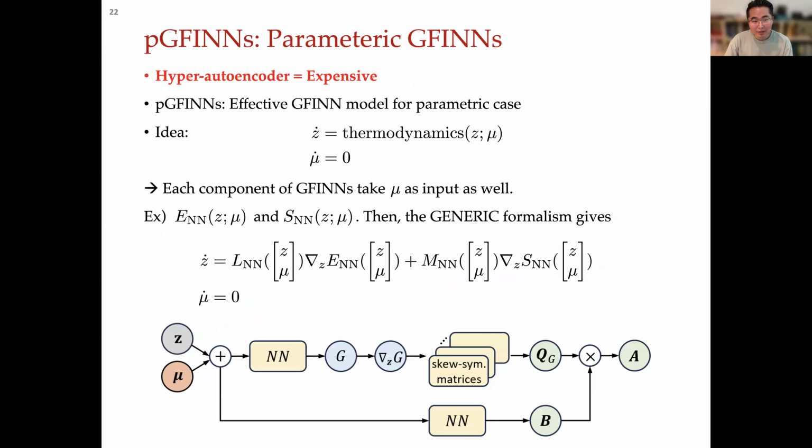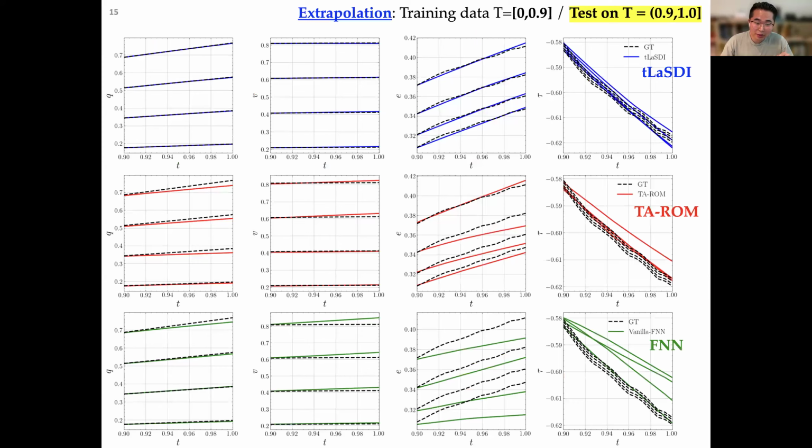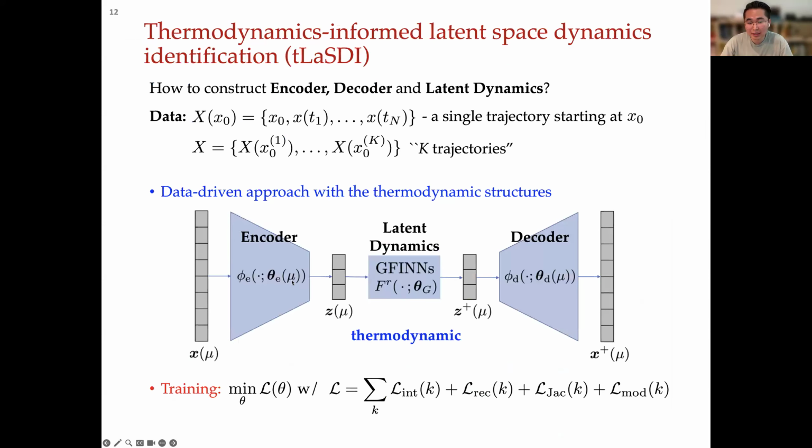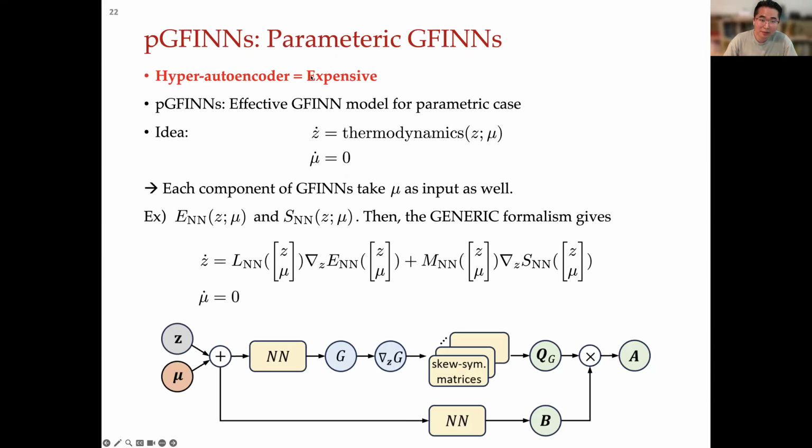And then this is the most recent extension. In all these examples, for the autoencoder part, we actually use so-called hypernetworks. Meaning that if we want to learn parametric cases, parametric PDEs, there must be some part that incorporates the parametric dependency. Earlier, we incorporated the parametric dependency through the autoencoder while maintaining the same GFINN, but it turns out that is quite computationally expensive. So recently we proposed a simple extension, the parametric GFINN, because the hyper-autoencoder is expensive. So the idea is the following.